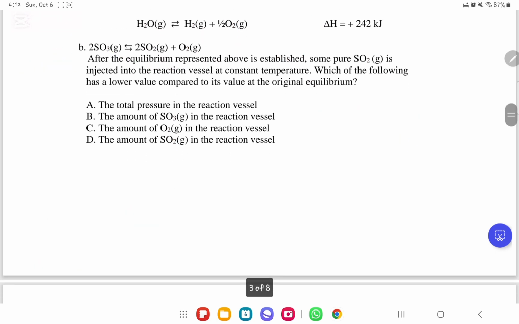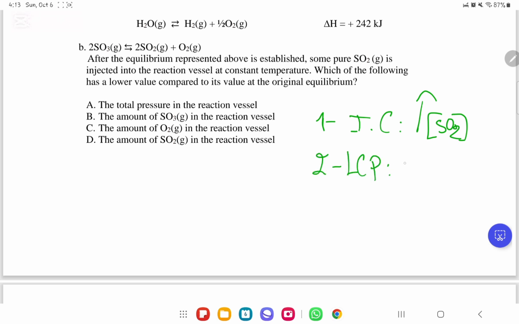That was part A. Part B. After the equilibrium represented above is established, some pure SO2 gas is injected into the reaction vessel at a constant temperature. So our imposed change is that we are increasing the concentration of SO2 gas. The second step is according to Le Chatelier's principle. What will happen? A partial counteraction.